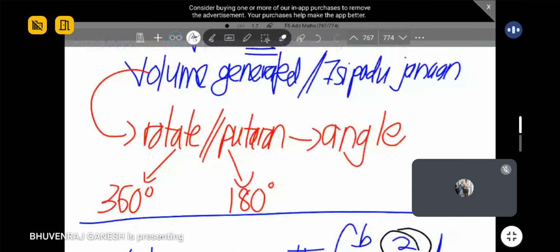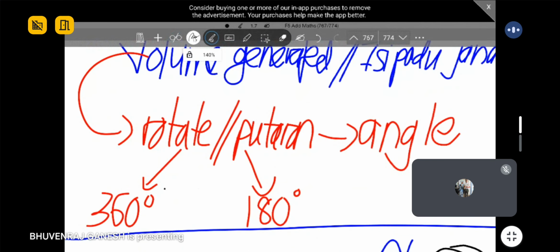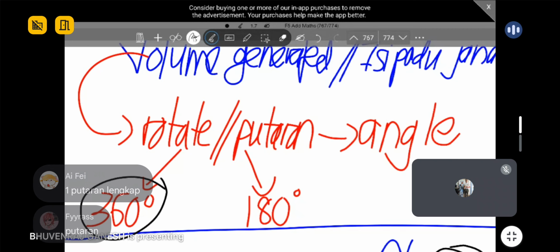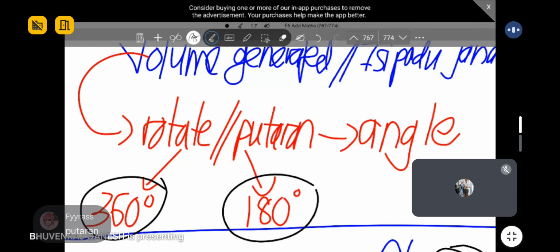Okay, so now about the 360 and 180 thing. If 360, what does it mean, guys? Can you all explain to me? 360 darjah tu maksud apa? What is the meaning behind it? Kalau saya putarkan, yes, okay, putaran lengkap, complete rotation. If 180 degree, apa maksud dia? Yes, half rotation only. Okay guys, common sense.